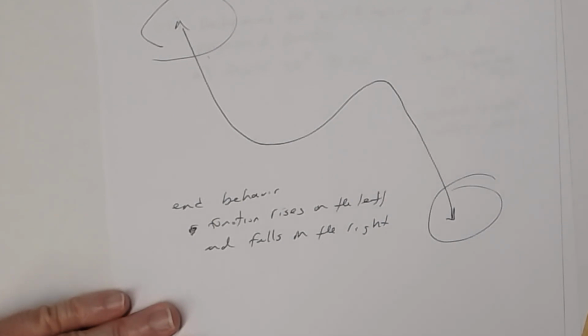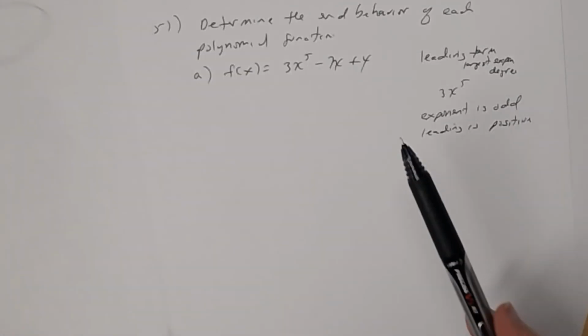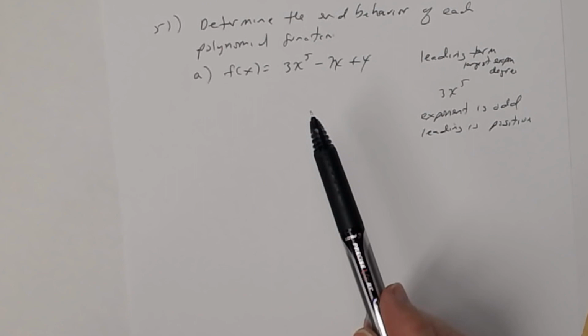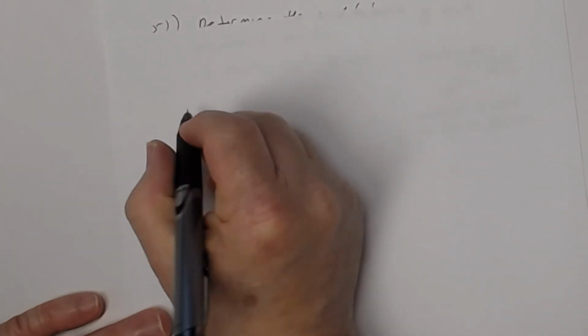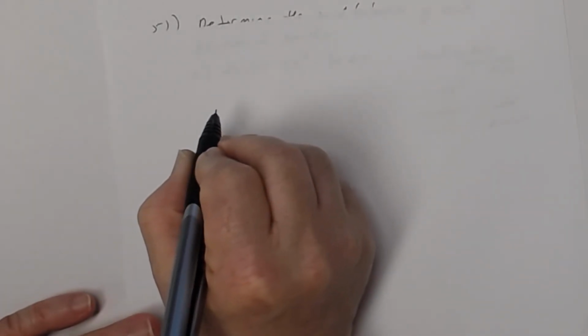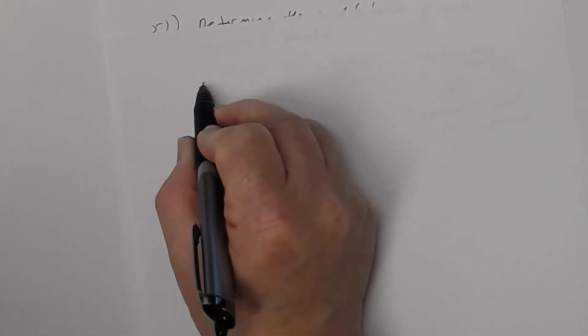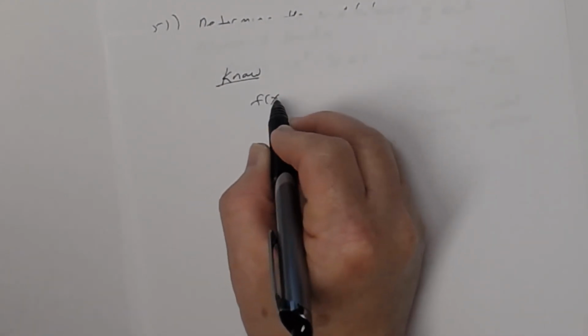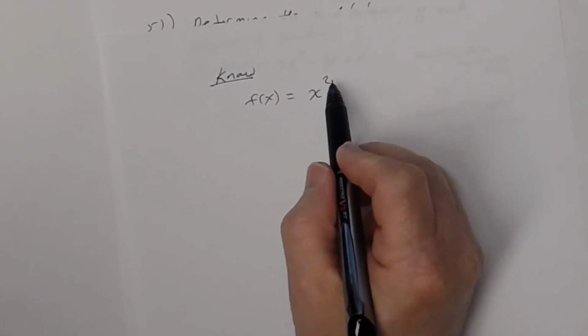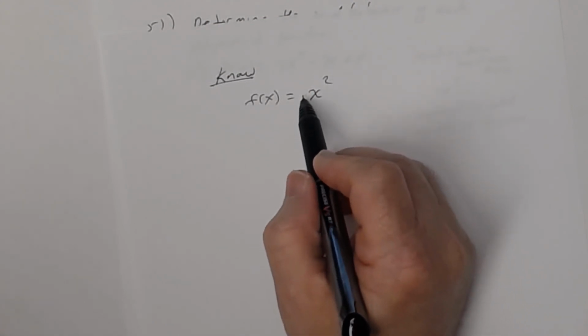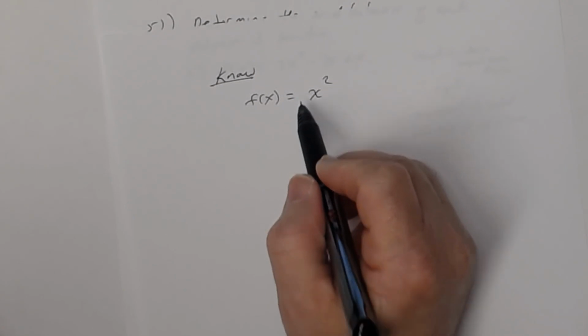Okay? All right, now to help you with these though, we talked about this fact. There are four functions you want to remember, and that's going to help you to determine the end behavior of all polynomial functions. We talked about this in class, so you have to know these. So for example, f of x equals x squared. Notice the degree is even, my coefficient's positive.